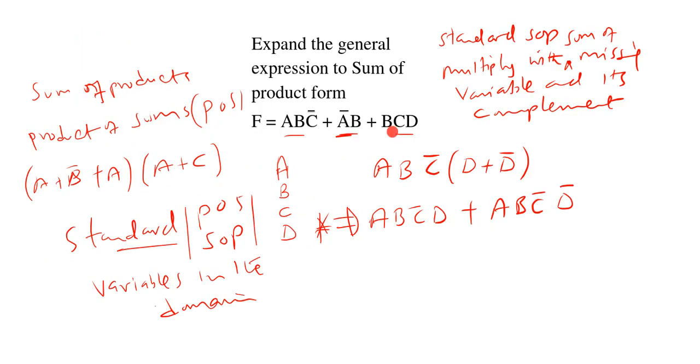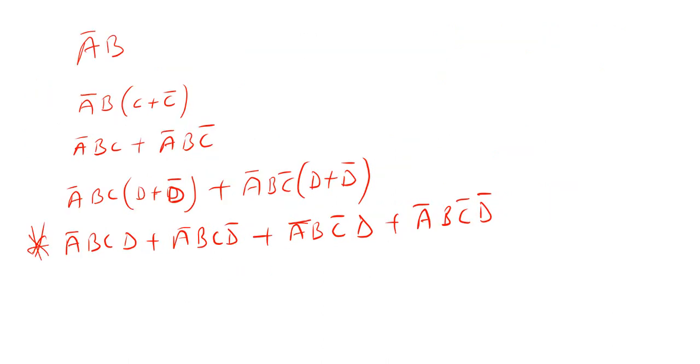So the last one is B, C, D, and this one is missing variable A. So we take our variables B, C, D. We multiply this with A and not A. So in this case, we shall have B, C, D, A plus B, C, D, not A. So as you can see now, our two expressions have all the variables A, B, C, D.